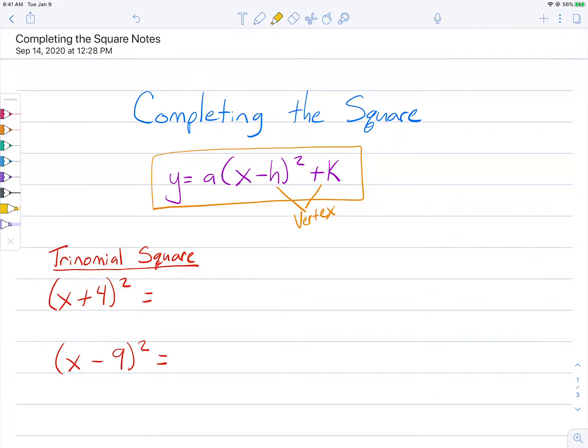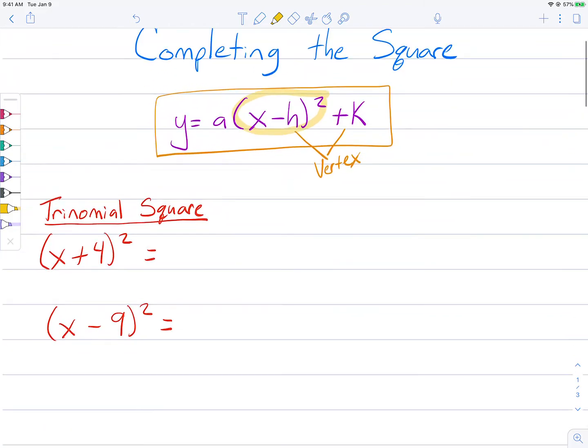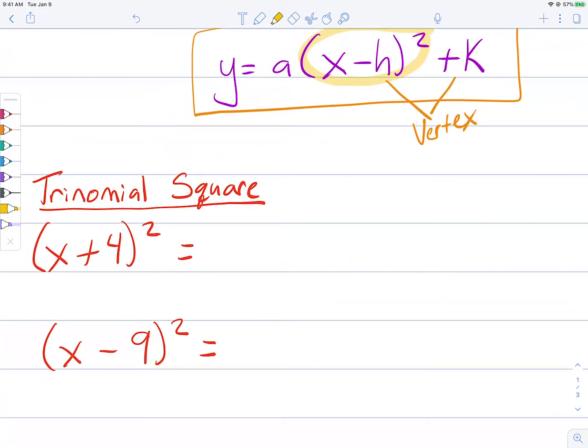The key to completing the square is this part right here, this x plus or minus something squared. So we're going to create an x plus or minus something squared for the following trinomials. Now, these are all called trinomial squares. It's a trinomial square because if you square it, it creates a trinomial. So I want to go backwards to see how this looks.